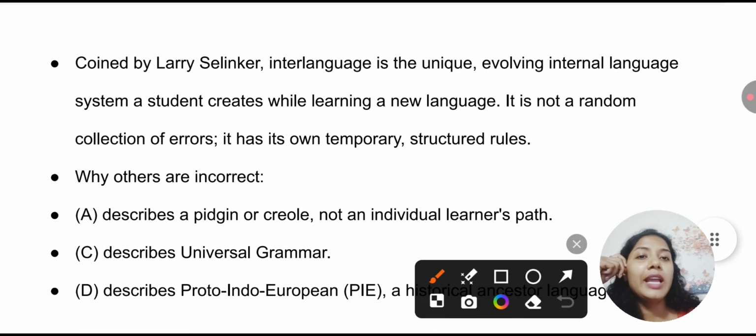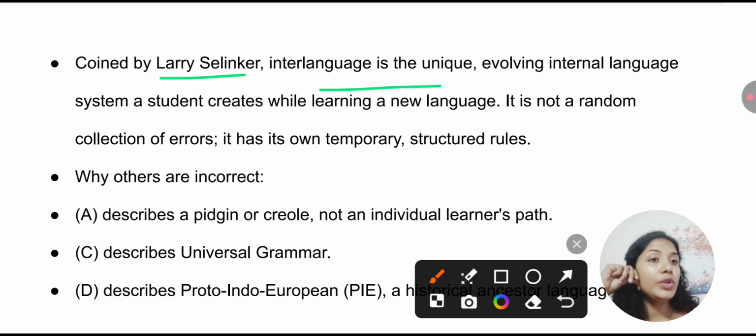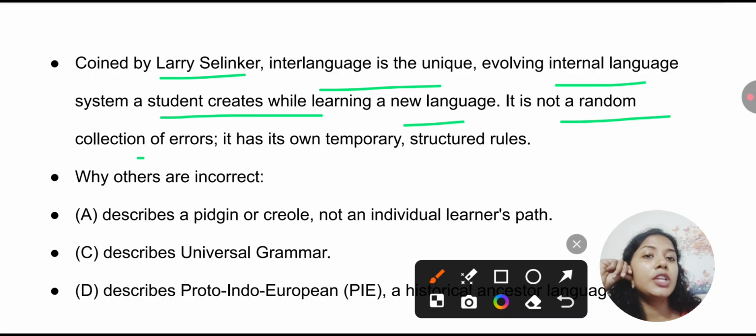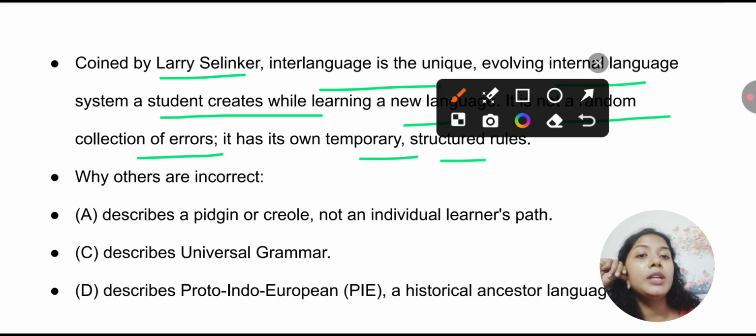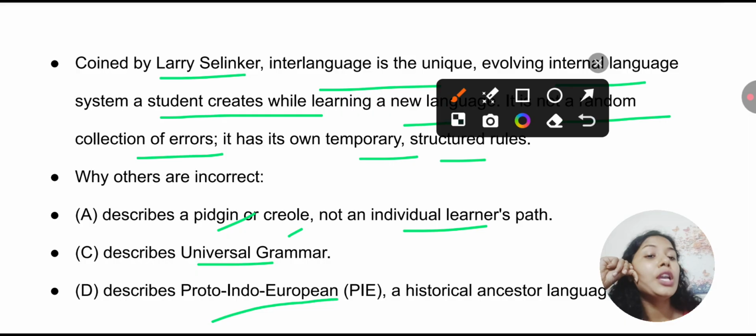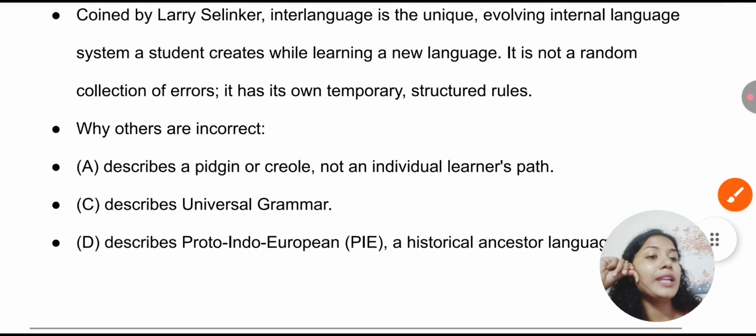Interlanguage was coined by Larry Selinker, and it is the unique, evolving internal language system a student creates while learning a new language. It is not a random collection of errors. It has its own temporary structure and rules. The other options describe a pidgin or creole, not an individual learner's path; a universal grammar; and Proto-Indo-European, which is a historical ancestor language.